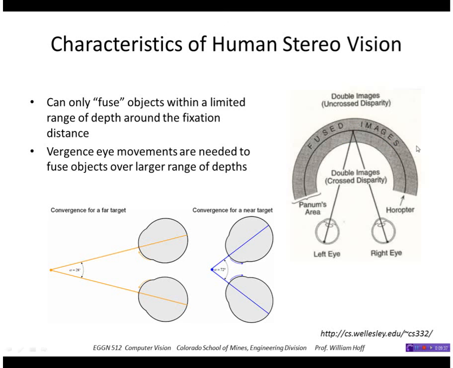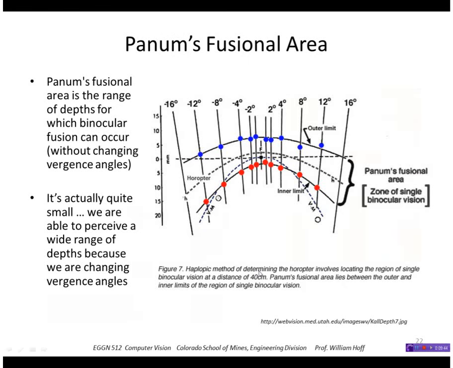And of course, we have the freedom to rotate our eyes to converge to a far or near target like this. This Panum's fusional area is actually surprisingly small. If you were to verge your eyes to look at a surface 40 centimeters away, you could fuse points up to 5 millimeters further away, or approximately 5 millimeters closer. So basically from 39.5 centimeters to 40.5 centimeters would be the range at which you could do binocular fusion. The fact that we can actually perceive depth over a much wider range indicates that we are doing a lot of verging. We're changing the angle of our eyes to accommodate different depths.